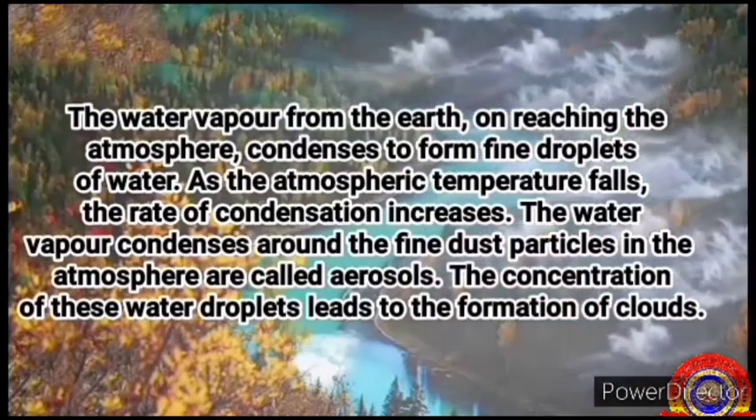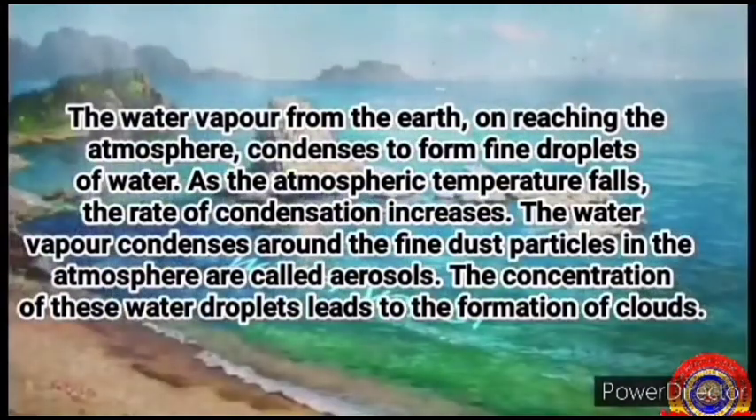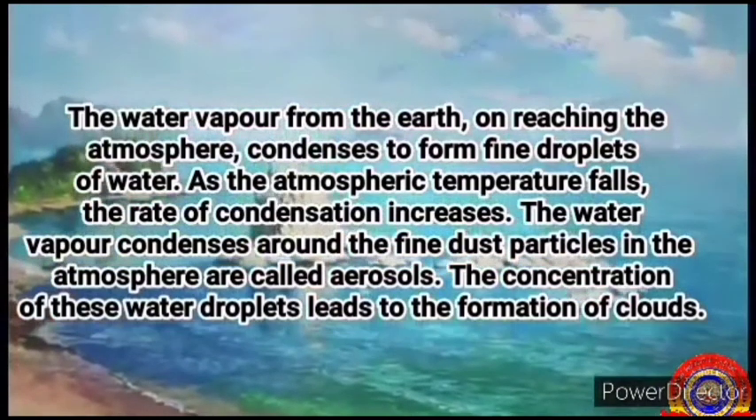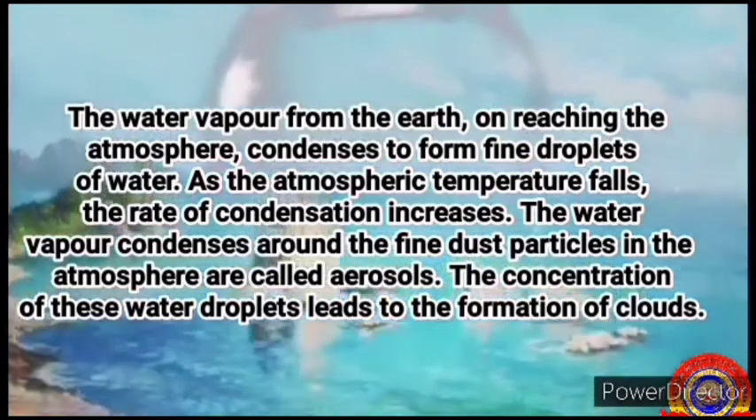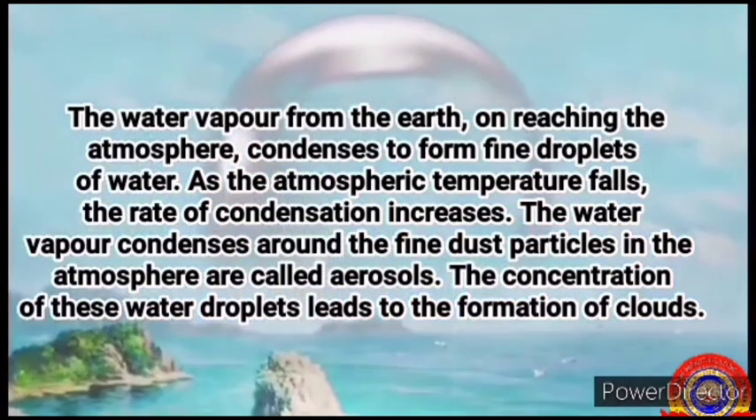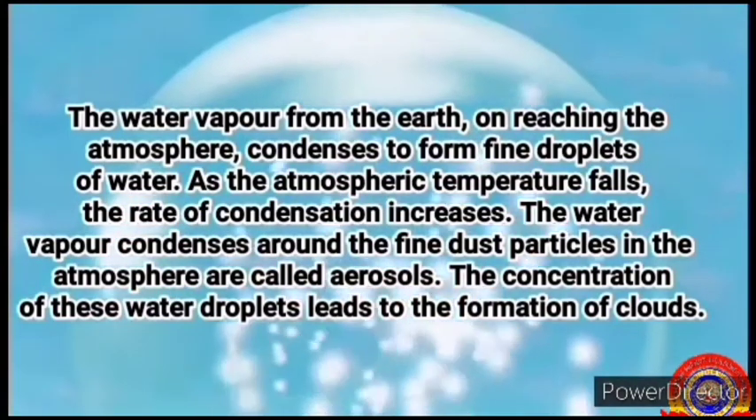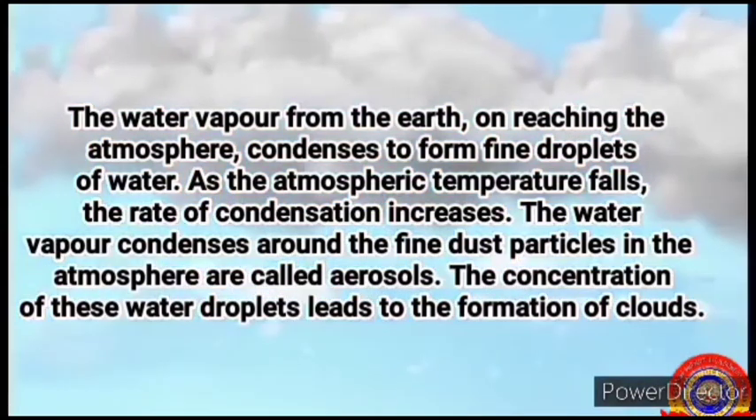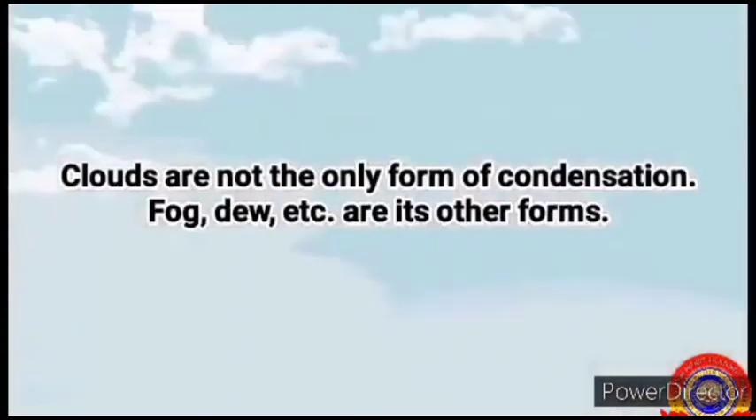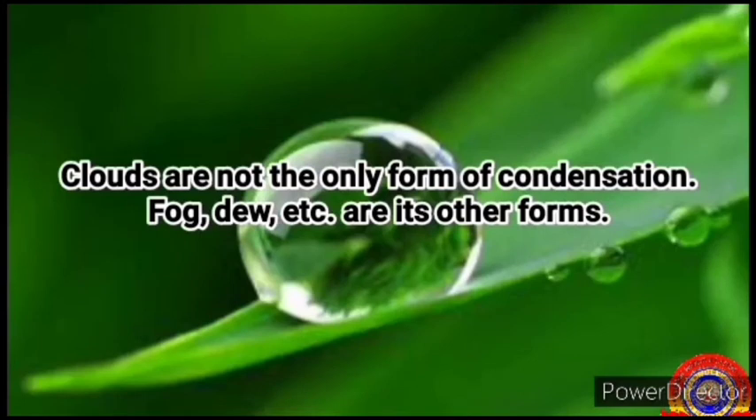The water vapor from the earth on reaching the atmosphere condenses to form fine droplets of water. As the atmospheric temperature falls, the rate of condensation increases. The water vapor condenses around the fine dust particles in the atmosphere called aerosols. The concentration of these water droplets leads to the formation of clouds. Clouds are not the only form of condensation. Fog, dew, etc. are its other forms.